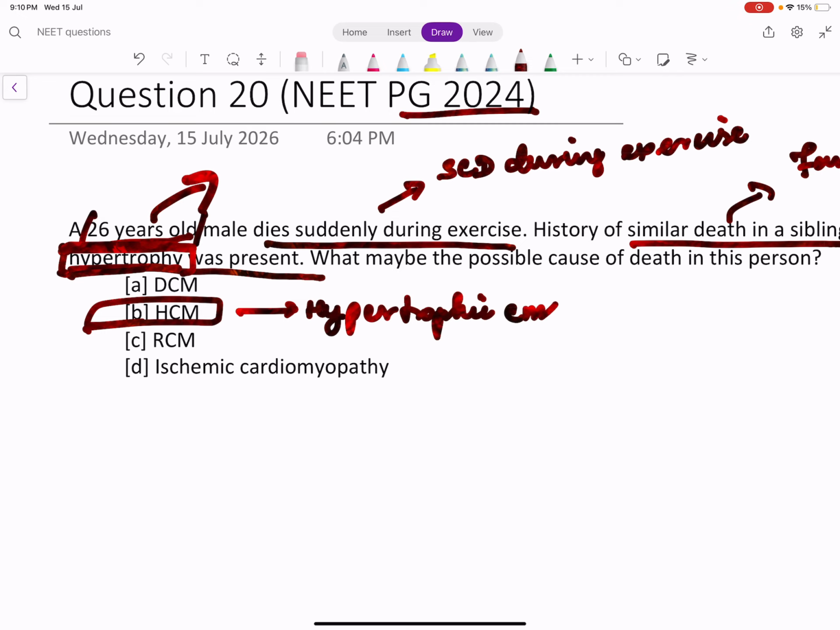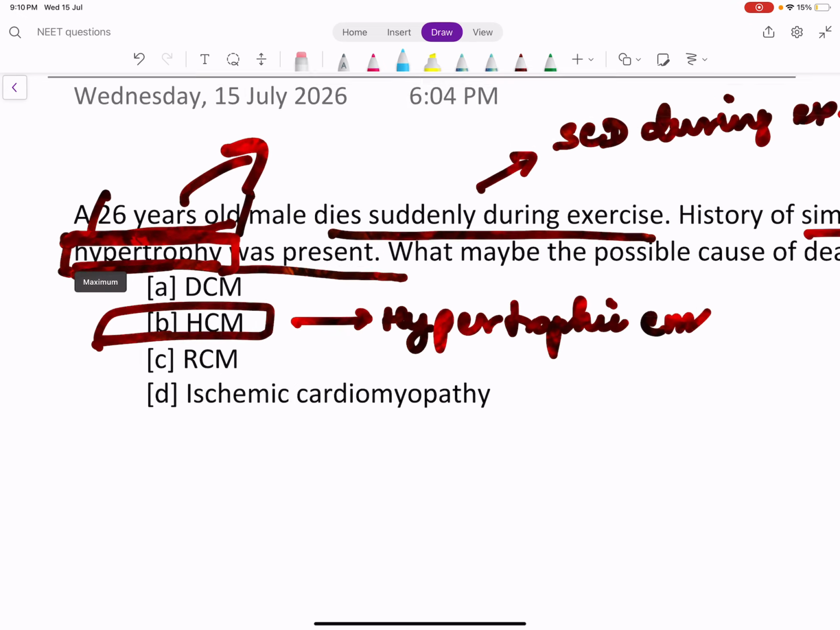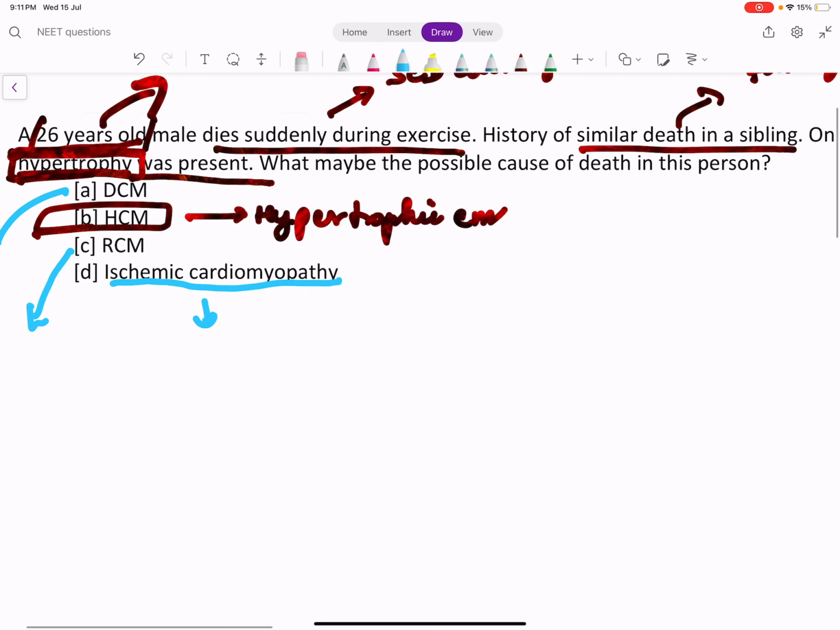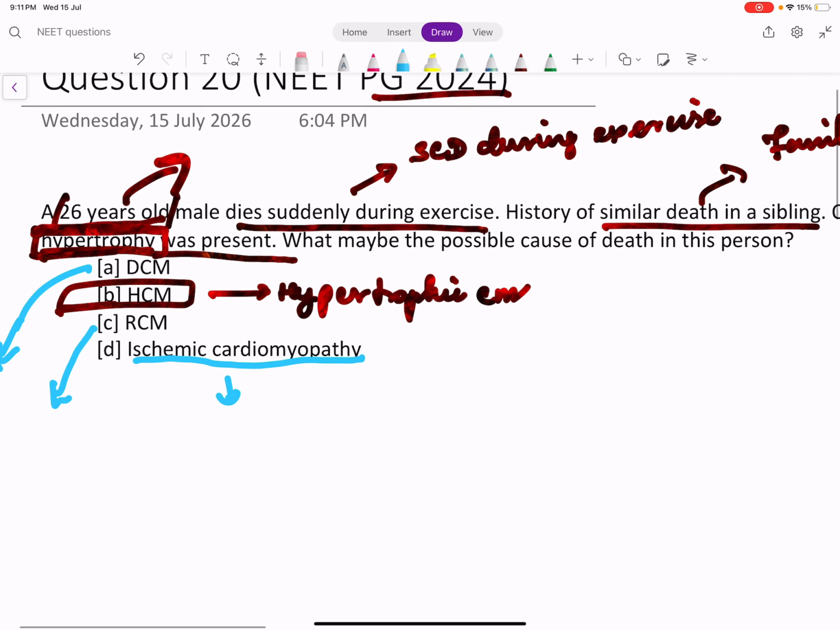Okay. DCM is dilated cardiomyopathy. It leads to chronic heart failure, but sudden cardiac death is less likely. It can be genetic. Restrictive cardiomyopathy we will not discuss here. Ischemic cardiomyopathy is a subset of dilated cardiomyopathy. It occurs in elders due to chronic ischemia of the heart or coronary artery disease.